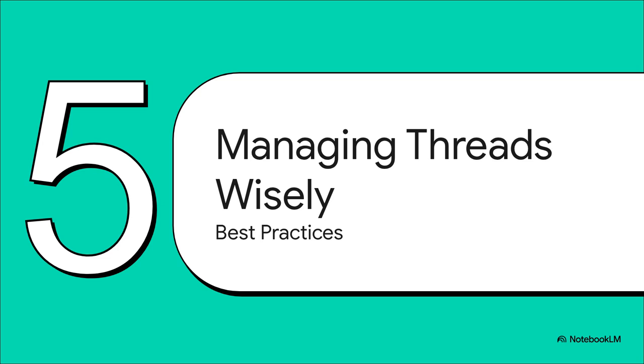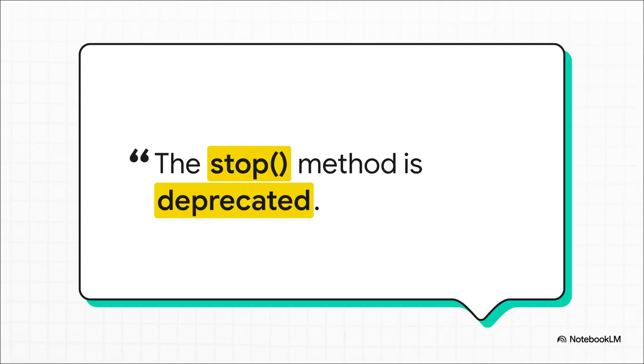Okay, so knowing the life cycle is half the battle, but actually managing it, well, that's what separates good, stable code from a buggy mess. So let's talk about some best practices for keeping your threads and your application healthy. I want you to look at this slide and see a big flashing red light. You might be tempted to find a method to just stop a thread in its tracks. But the stop method has been deprecated for a very, very good reason.